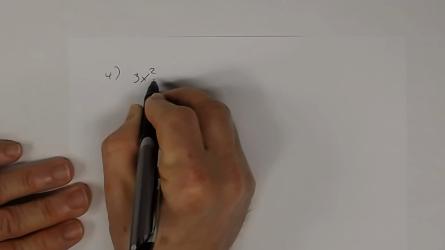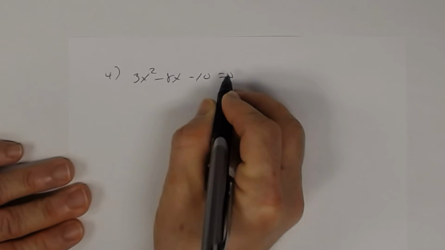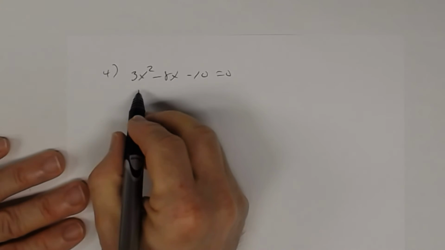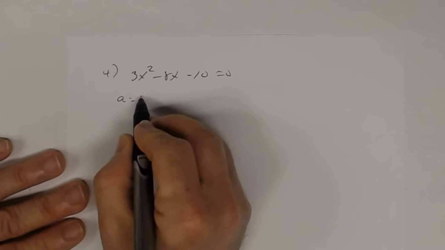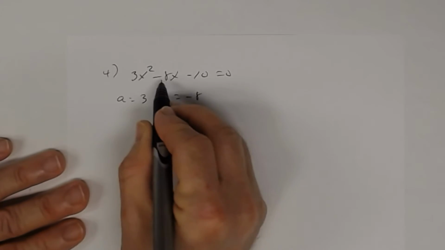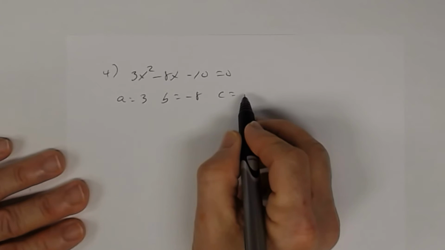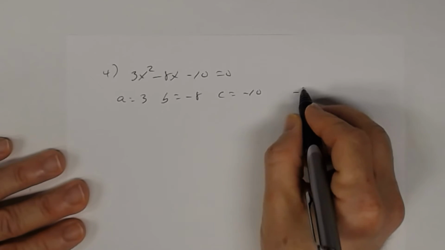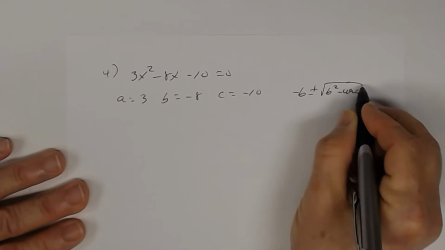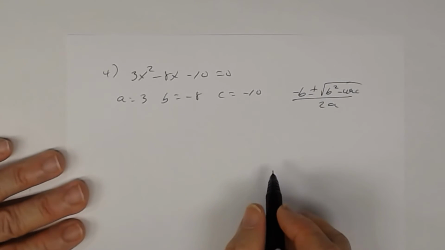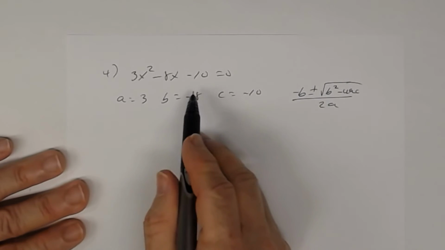All right, number 4. Let's look at number 4. So number 4, let's suppose we had 3x squared minus 8x minus 10 equals 0. All right, so notice that I already have 0 here. So a is the coefficient of x squared, so that's 3. b is the coefficient of x, that's negative 8. And c is your constant, which is negative 10. So the quadratic formula is negative b plus or minus the square root of b squared minus 4ac, all divided by 2a. So the opposite of b, so this is negative 8.